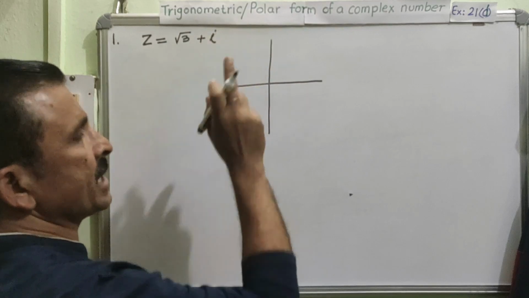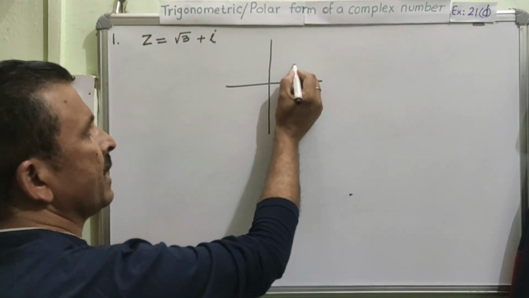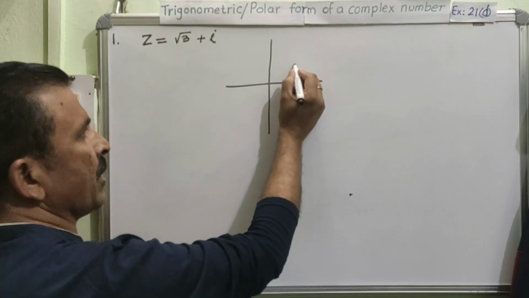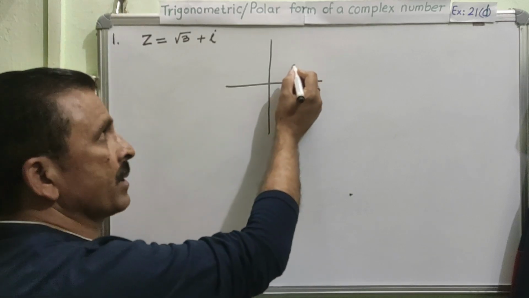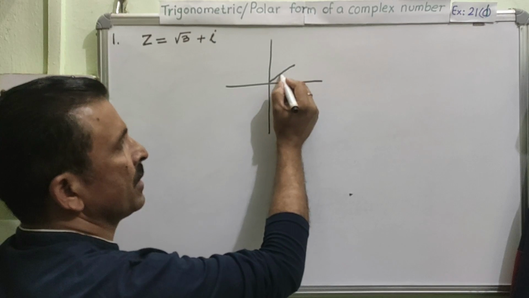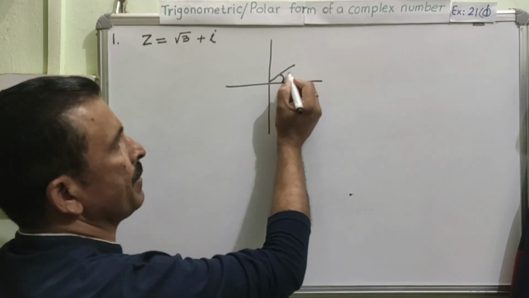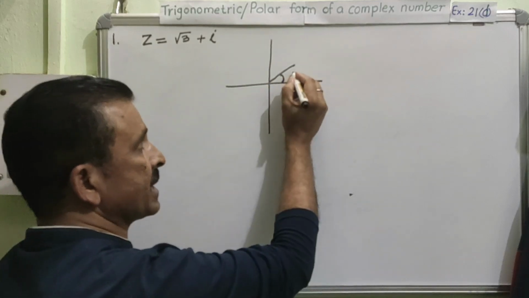And then the coefficient of i is 1. That means it will be somewhere up. Is it okay? Now with this we got the location of the complex number. This is the coordinate of the complex number. Now we can join it with the origin. Clear? So this is the angle made by the complex number with the x-axis, and this is that acute angle.